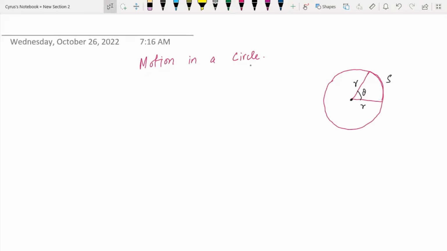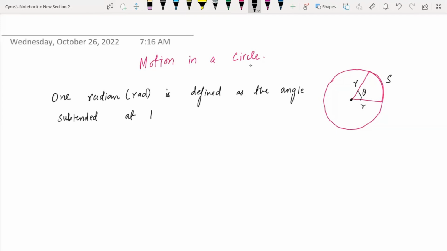So this angle is in radians, because we are talking about circular motion here and we deal with radians. We also deal with degrees, but radian is included. And the first question usually is about the radian, the defined radian. So what you'll write is that one radian, or 1 rad, is defined as the angle subtended at the center of a circle by an arc equal to the radius of the circle. The angle is 1 radian.